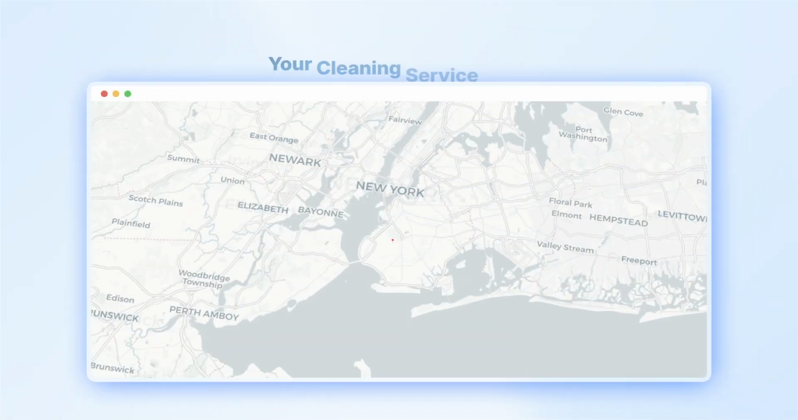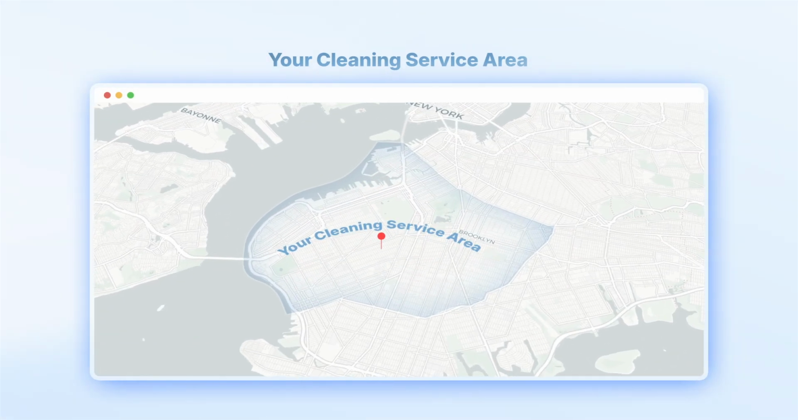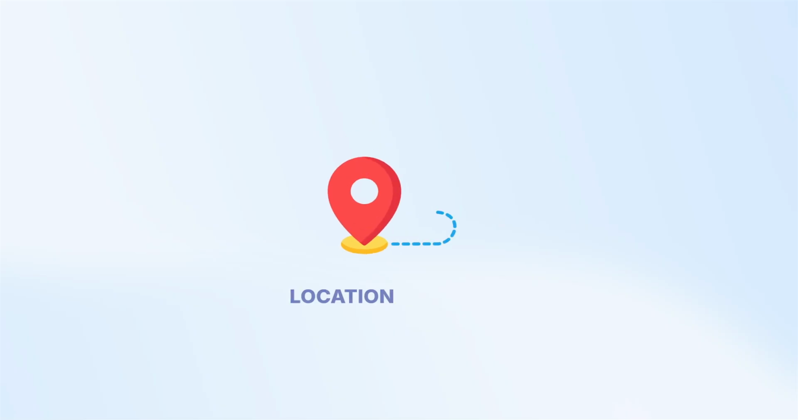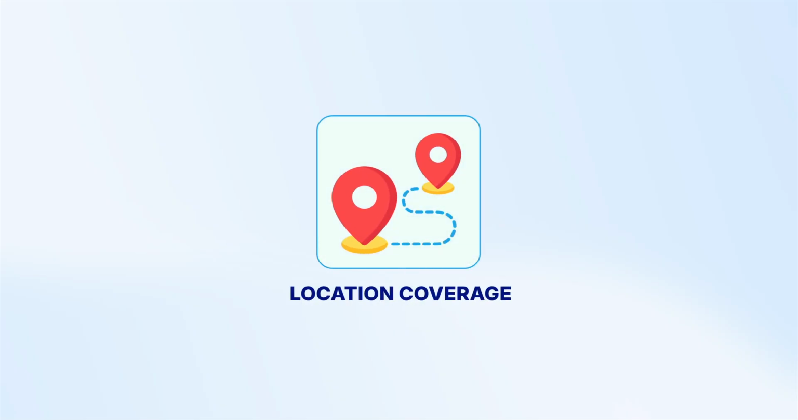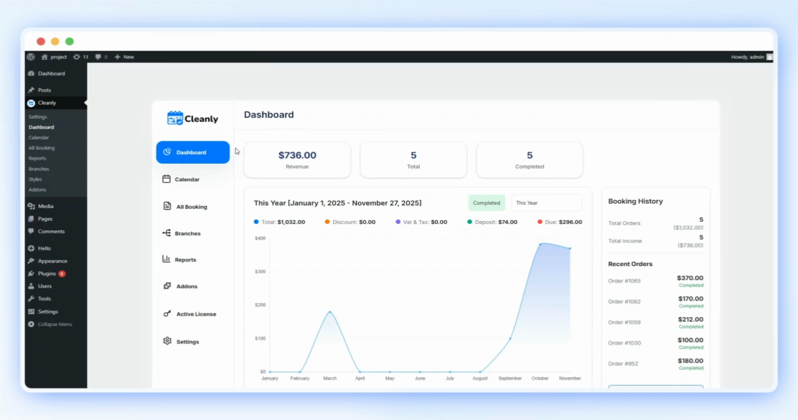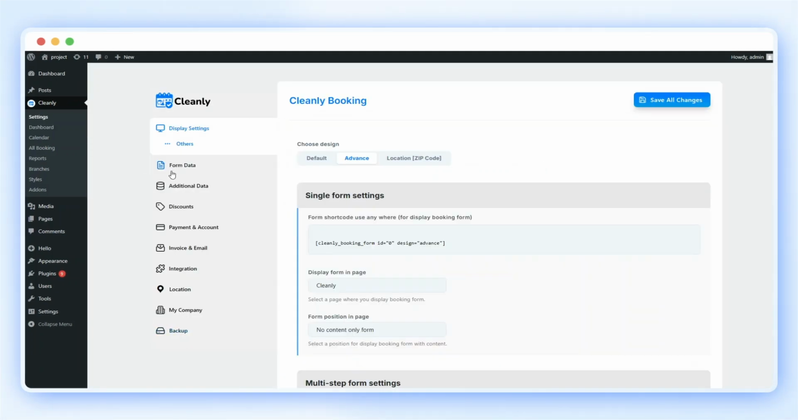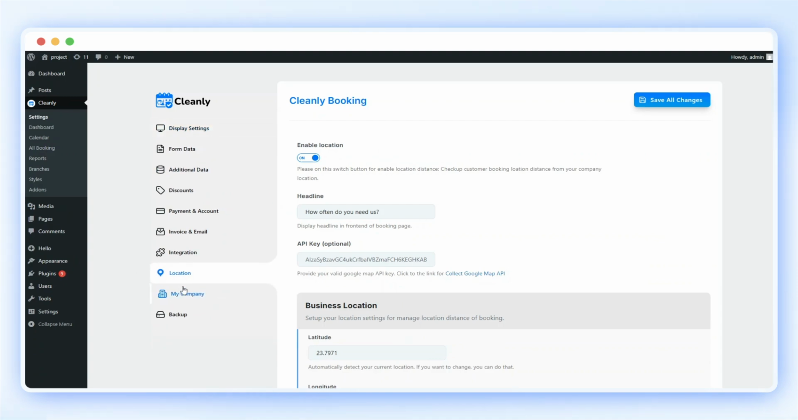Hello guys! If you run a cleaning service business and you want to provide services only within selected locations, then this location coverage add-on is perfect for you. After installing the location coverage add-on, go to the settings page. Here you will see a menu called location coverage. Now you can configure everything from this panel.